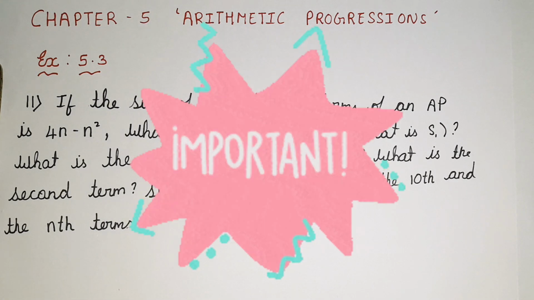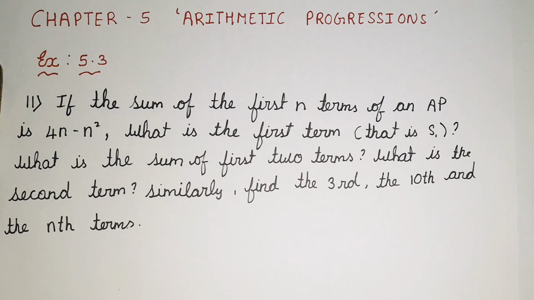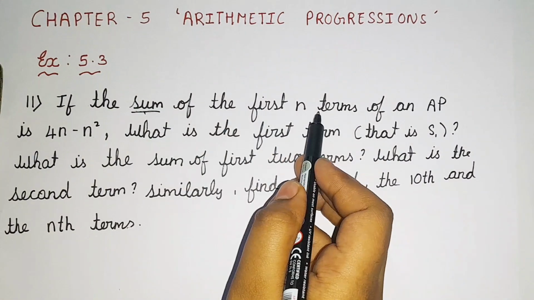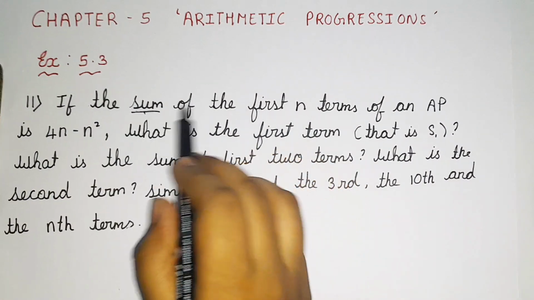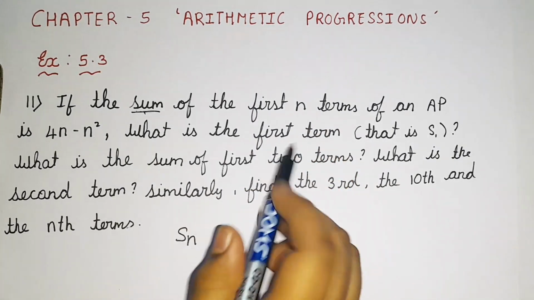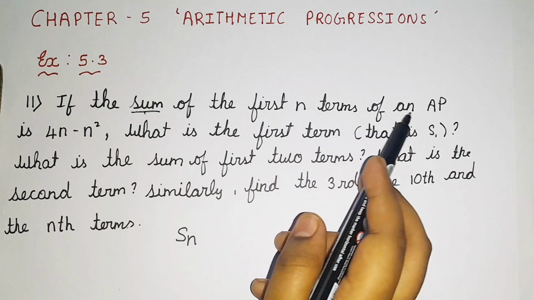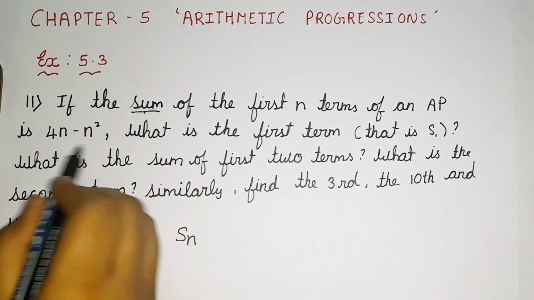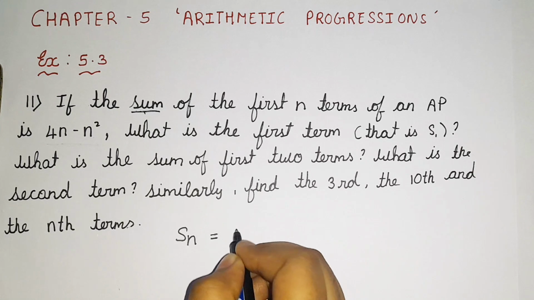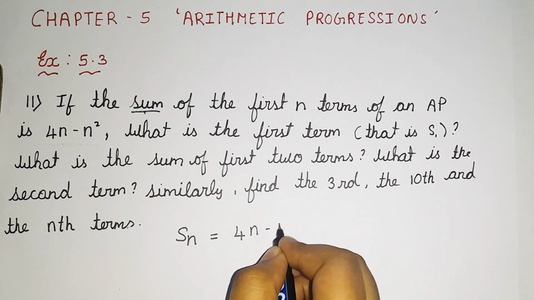So this question is really important. Please concentrate on this particular question. Now they mentioned the sum of the first n terms. What is the meaning of sum of the first n terms? It is Sn, right? So the sum of the first n terms of an AP is 4n minus n square. So the Sn value is 4n minus n square.